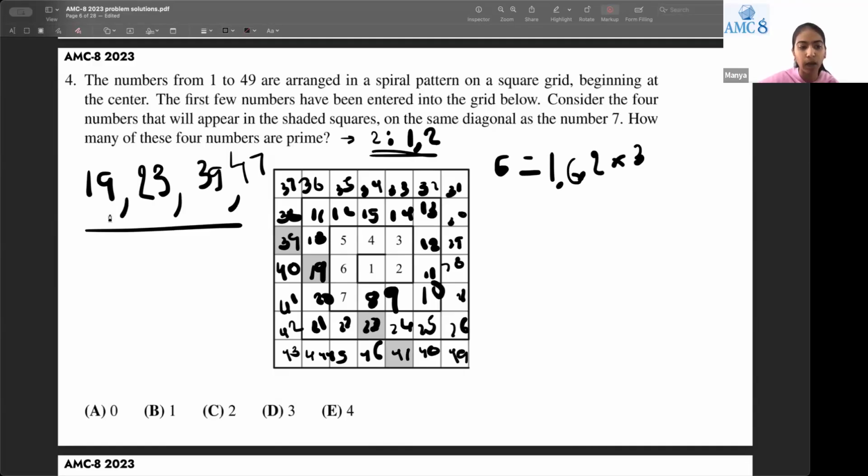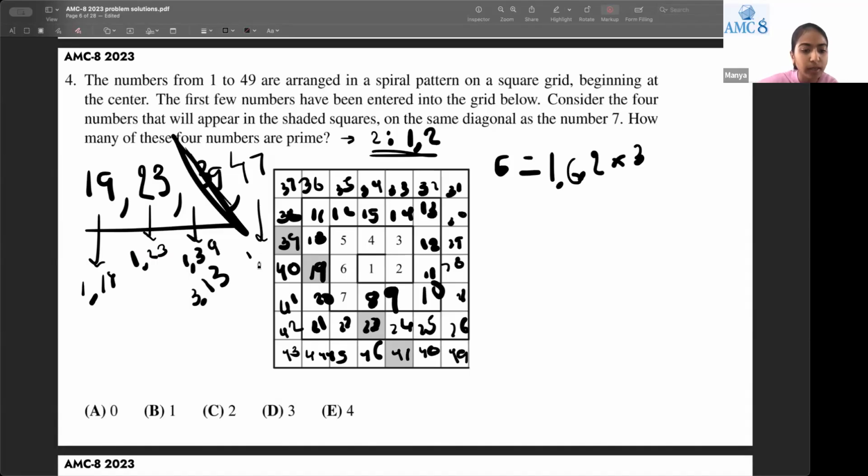To know if these numbers are prime or not, what is 19 made out of? 19 is made out of 1 times 19. Is it made up of anything else? No. How about 23? 23 is made up of 1 times 23, so 23 is also a prime number. 39 is made up of 1 times 39, and it's also made up of 3 times 13. So 39 is not a prime number, so we need to cross off 39. How about 47? 47 is made up of 1 times 47. And so 3 out of the 4 numbers are prime numbers. That's how we got our answer choice D.